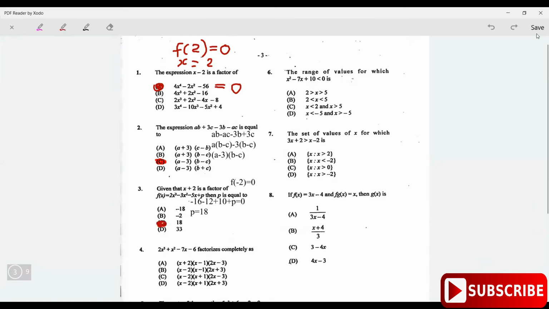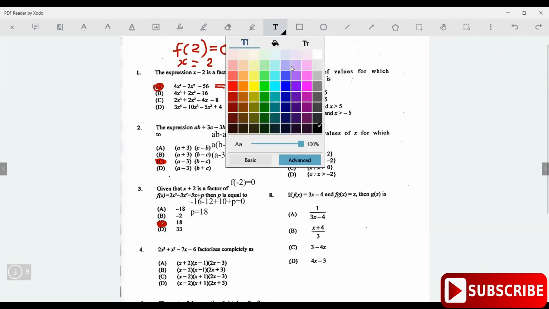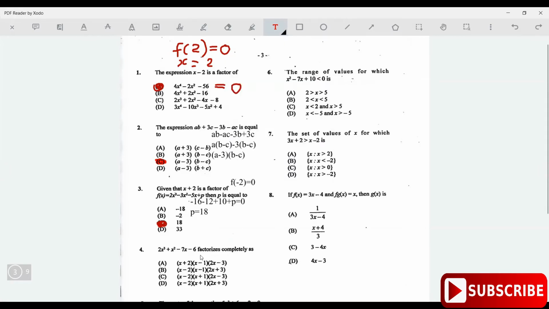Easy. All right. Now the next question asks, which of these is this expression completely factorized? In my estimation, the easiest way to do this is to look and determine a factor. What do I mean? If x plus 2 is a factor, then f of minus 2 must be 0. So I'm going to check to see if x plus 2 is it.